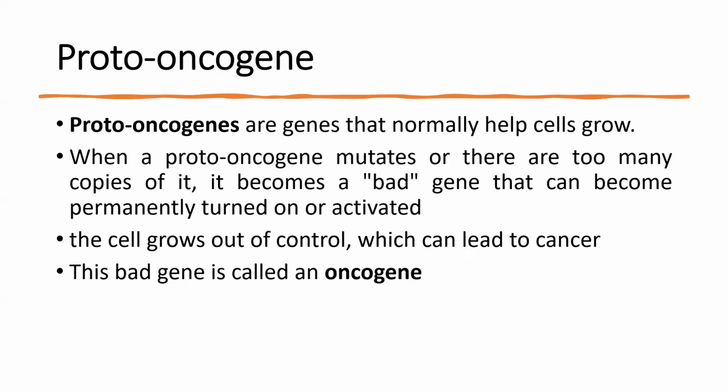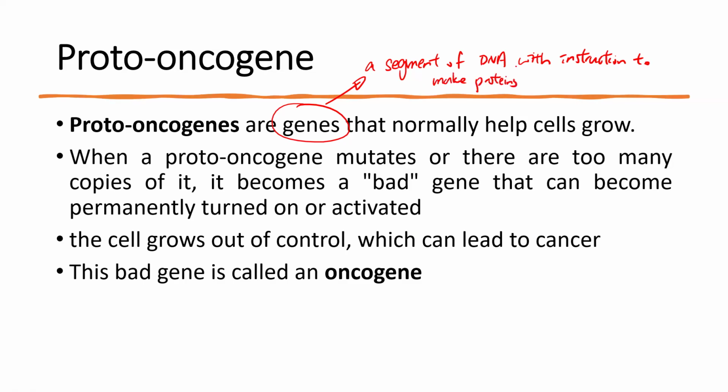Okay, so let's take a look at two kinds of genes. For now, genes are basically, here I'll write it down, a segment of DNA with instructions to make proteins. All the proteins that we have in the body need to have a gene that corresponds to them. Think of a gene as the recipe to make the protein. If the recipe is wrong, then the protein is going to be wrong as well.